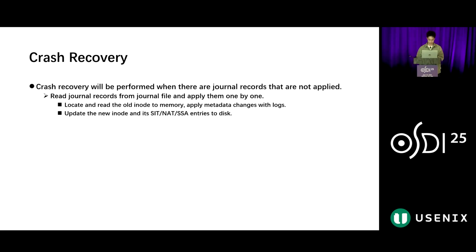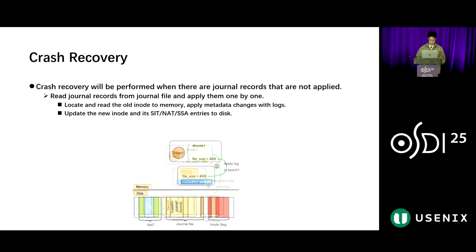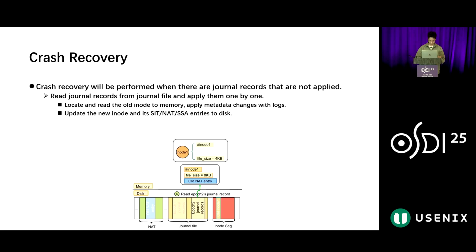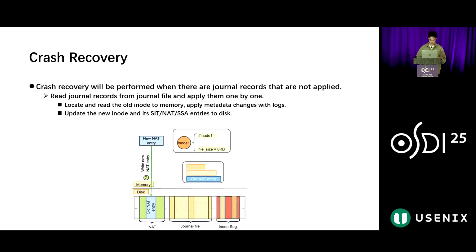And the crash recovery is performed by reading the journal records from the journal file and applying the journals in order. So we will locate and read the old inode into memory, apply the metadata changes with the logs, and also update the file system metadata. Here, after the crash, for the crash recovery, we read the Epoch-1's journal record into memory, and then we read the old inode into memory. Next, we apply the log in Epoch-1, and then we jump to the Epoch-2's journal record. We apply the log in Epoch-2, and finally we recover inode 1, and then update the file system metadata.